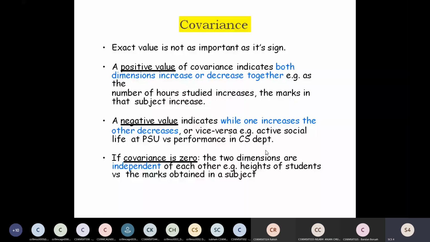Simply no. So that means covariance is zero. This means that the two dimensions are independent from each other, right? So we have seen positive covariance, negative covariance, and sometimes covariance zero means there is no relation between them. I hope this portion is clear to you.